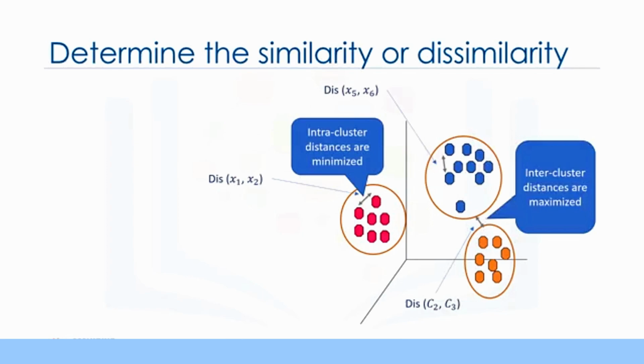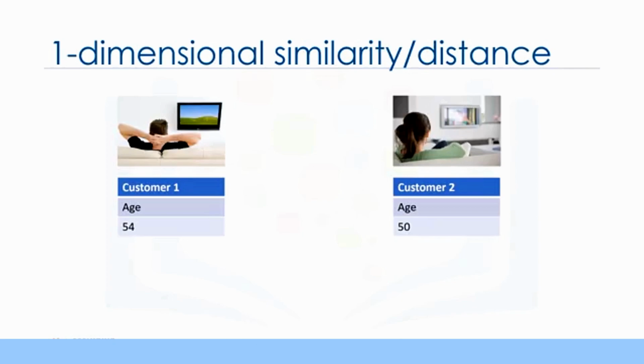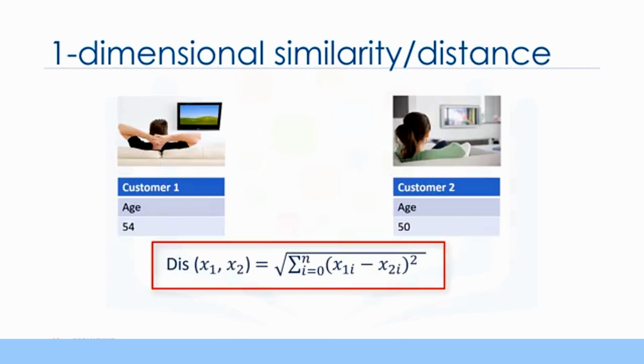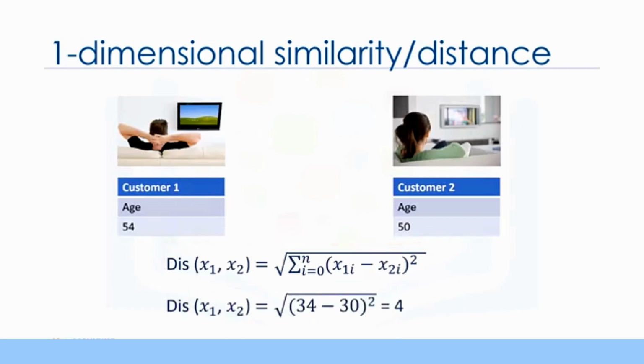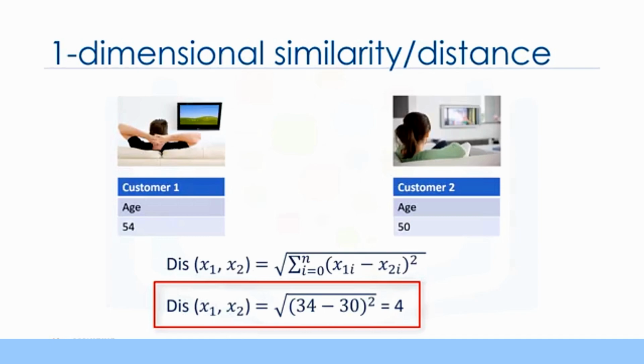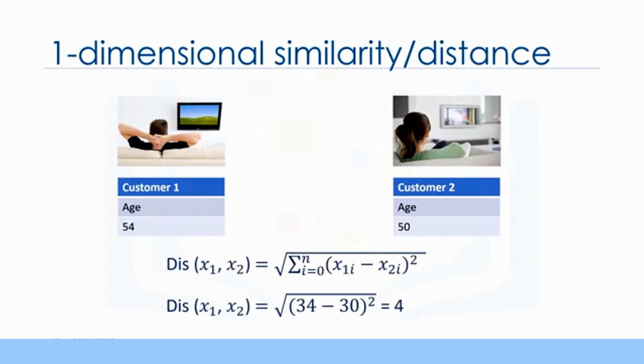Now, the question is, how can we calculate the dissimilarity or distance of two cases, such as two customers? Assume that we have two customers. We'll call them customer 1 and 2. Let's also assume that we have only one feature for each of these two customers, and that feature is age. We can easily use a specific type of Minkowski distance to calculate the distance of these two customers. Indeed, it is the Euclidean distance. Distance of x1 from x2 is root of (34 minus 30) to the power 2, which is 4. What about if we have more than one feature, for example, age and income?